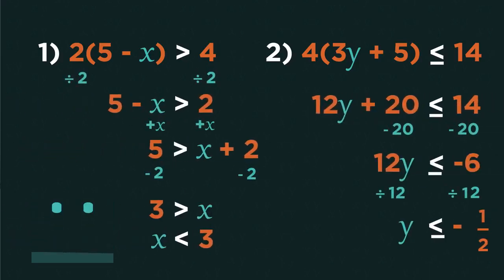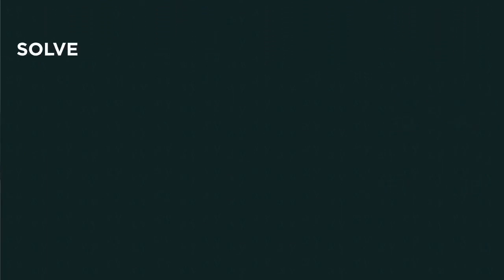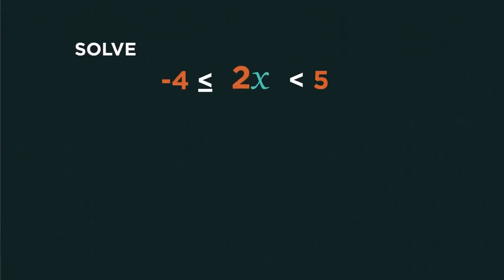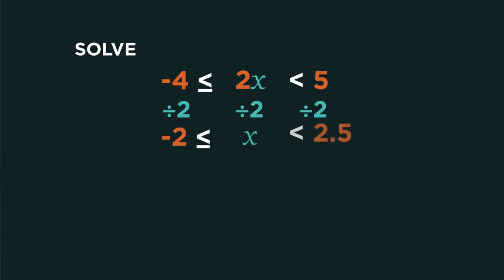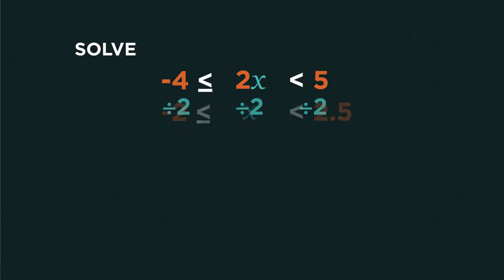How did you get on? What if we were given this question? We need to get x on its own in the middle. Whatever we do to one part, we need to do to all of the other parts. So divide everything by 2, and that's our final answer.